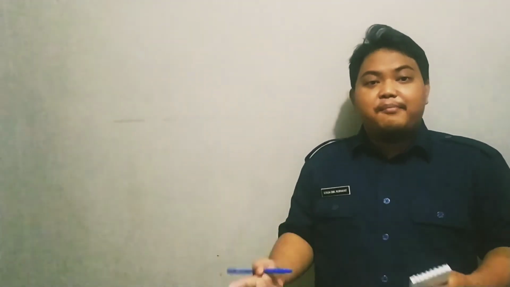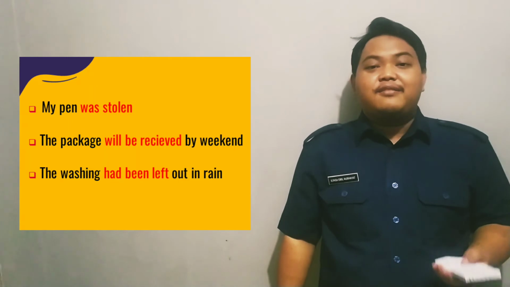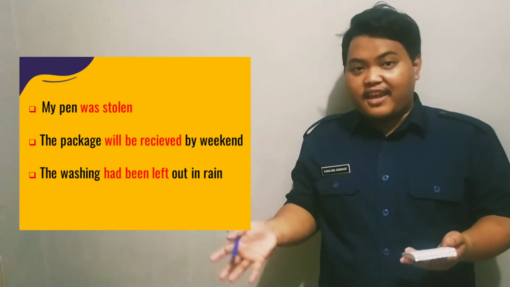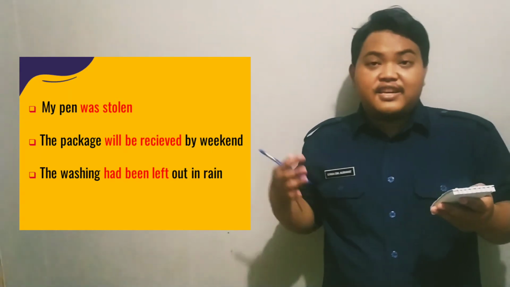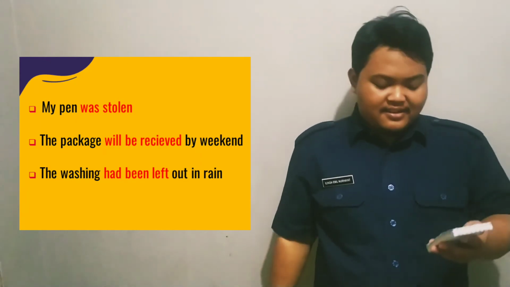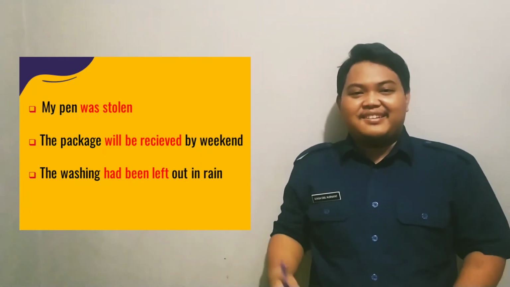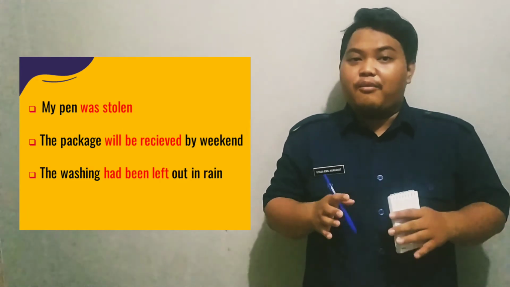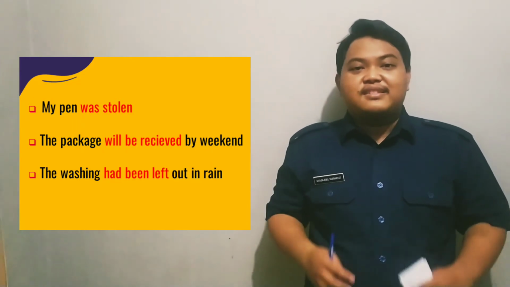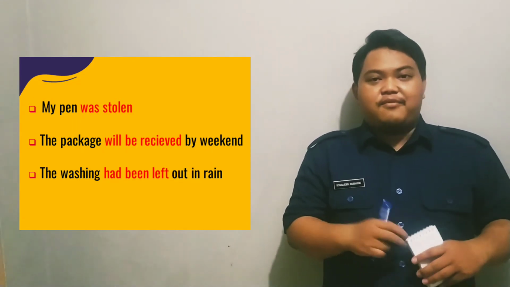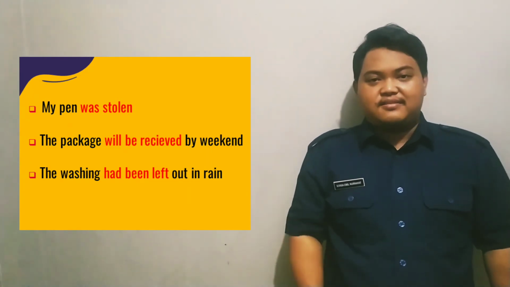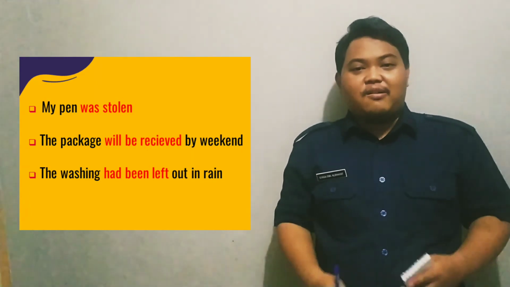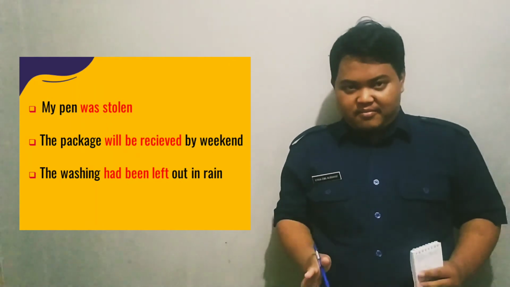So here are more examples of passive voice. My pen was stolen. The package will be received by weekend. The washing had been left out in rain. If you notice, the be verb is always there, but it also tells us the tense, so it tells us when this happened, and it also conjugates with the subject. For example, were and was. But also the be verb is followed by the past participle. So that is the main passive voice form.